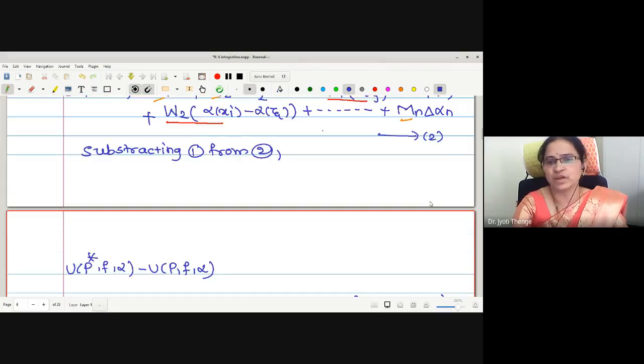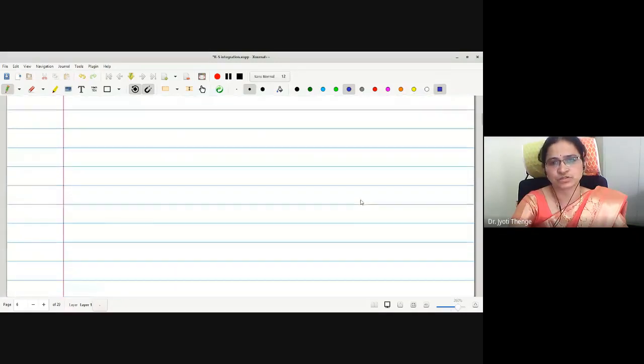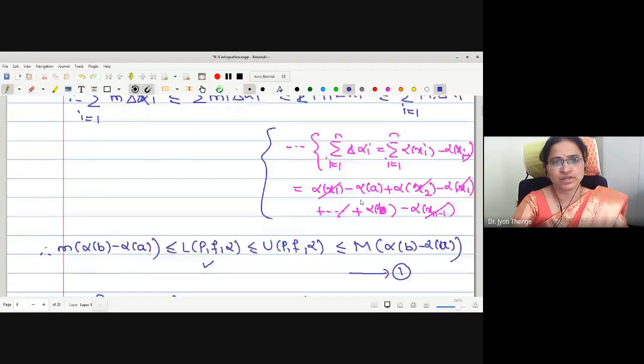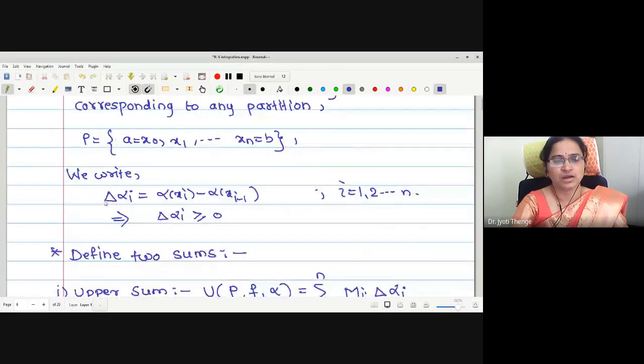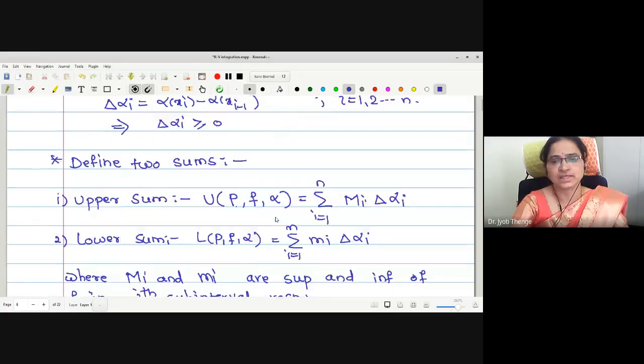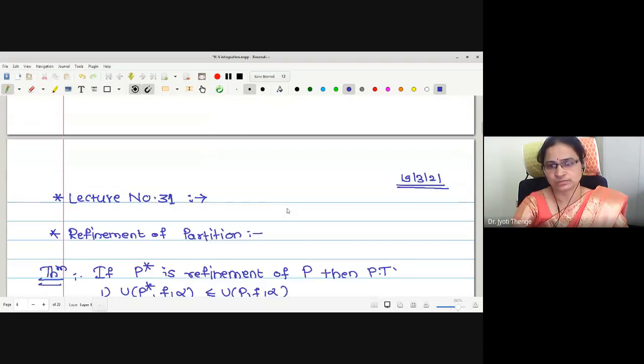In the definition of Riemann-Stieltjes integration itself, we have written this. Let me show you the definition. Where we have written this? In the first lecture. Delta alpha i is alpha xi minus alpha xi minus 1. Correct now? We have just substituted the value.